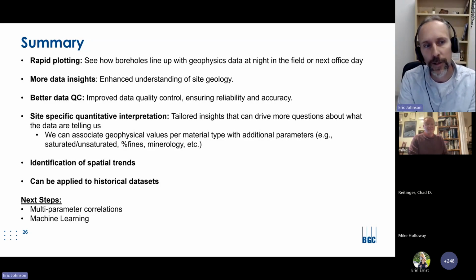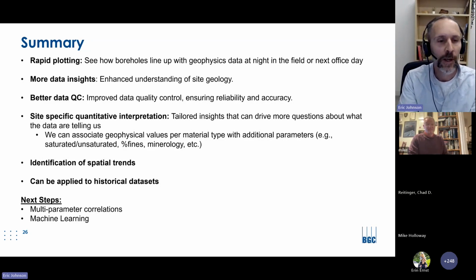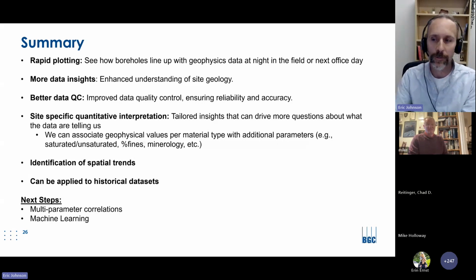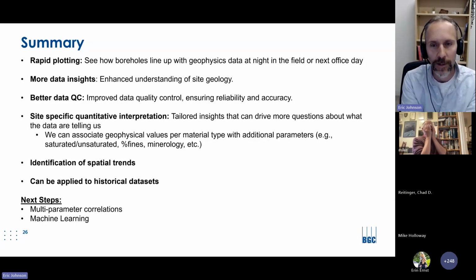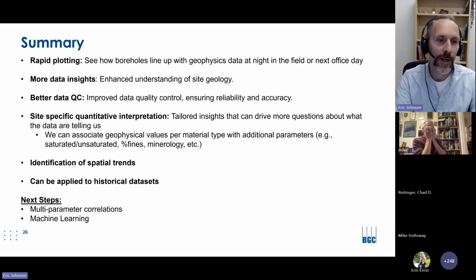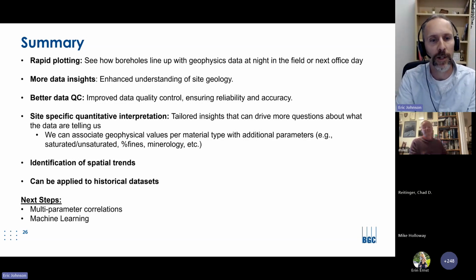Like the 3D view, it helps identify spatial trends, and it can be applied to historical data sets as a value add. Some of the next steps that we want to do are multi-parameter correlations. So we want to associate intervals with multiple geophysics types, like both seismic and ERT values at the same time. Also, the data is in a good format already, now that we've done these samples, for machine learning, and that can potentially improve the probability sections even more.